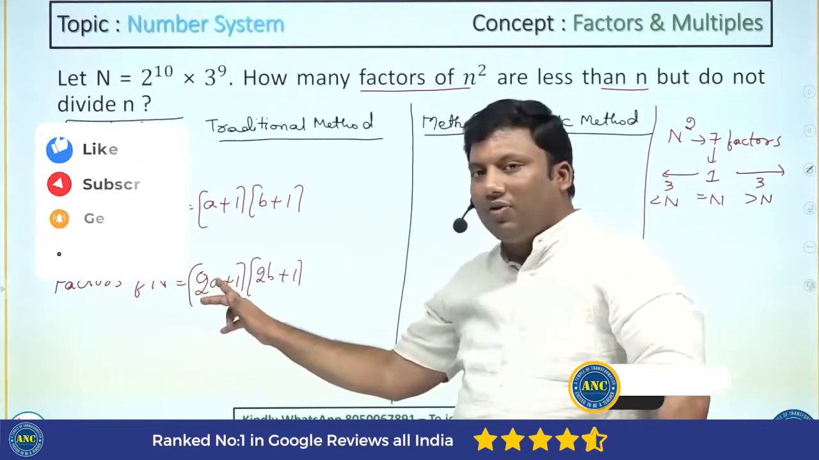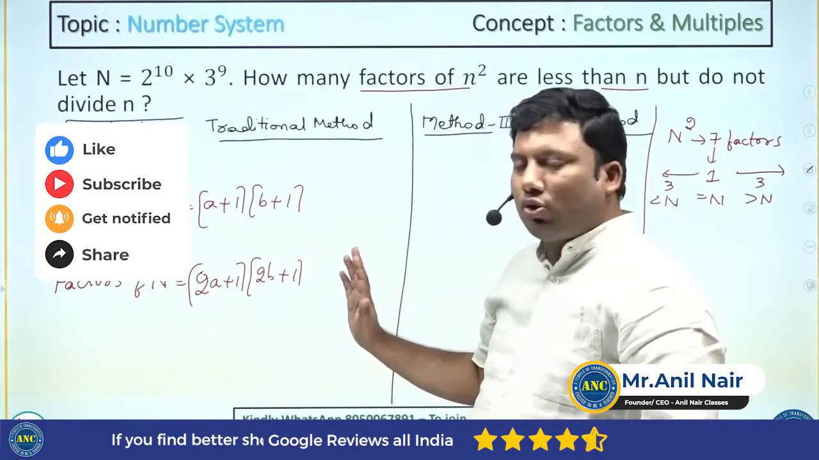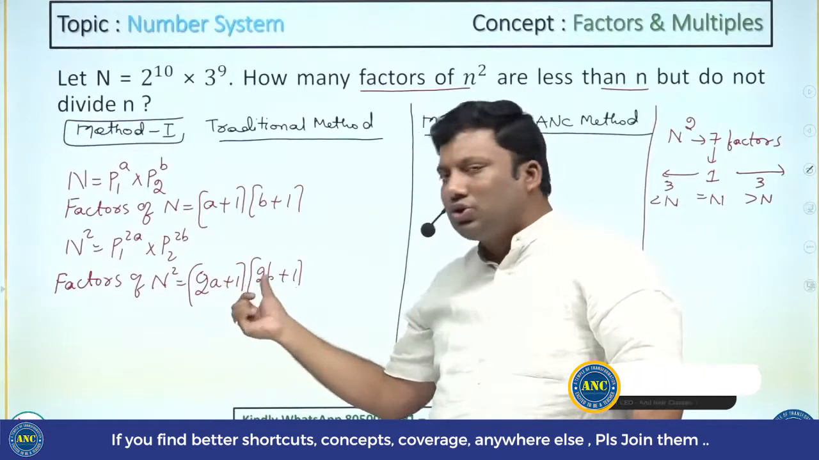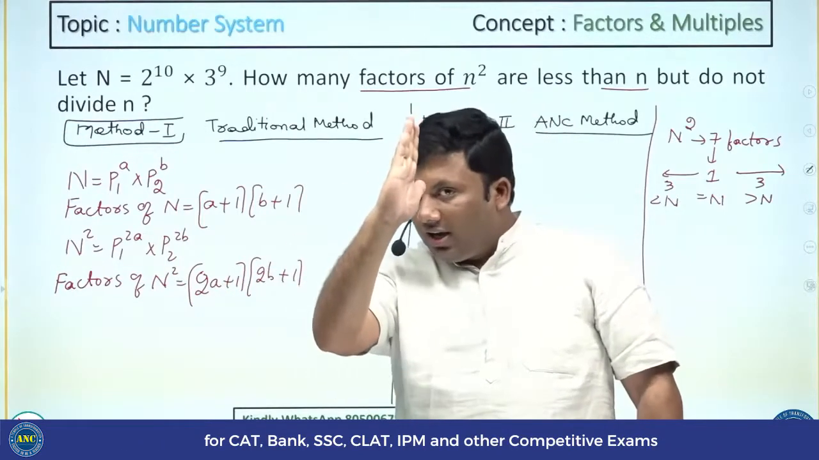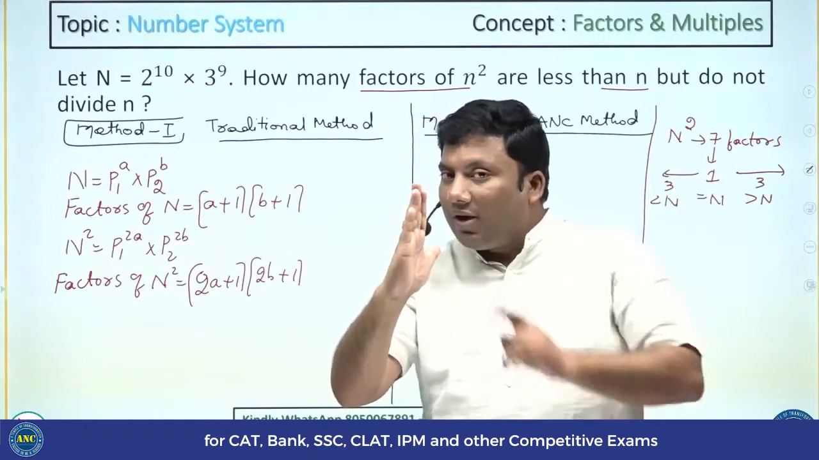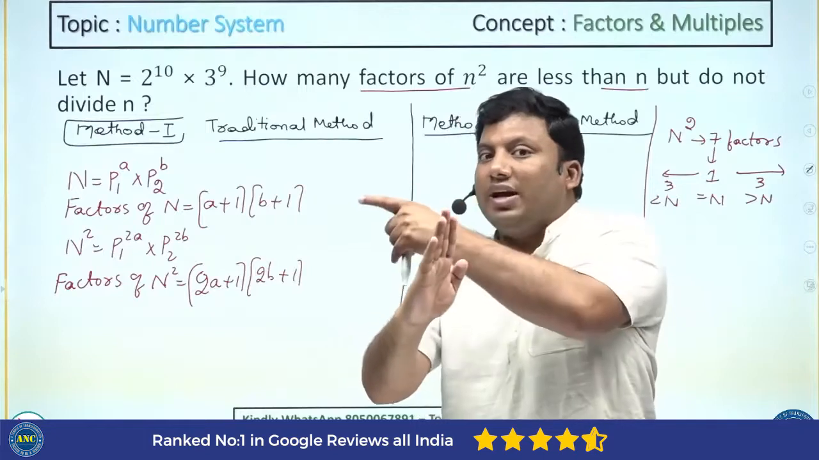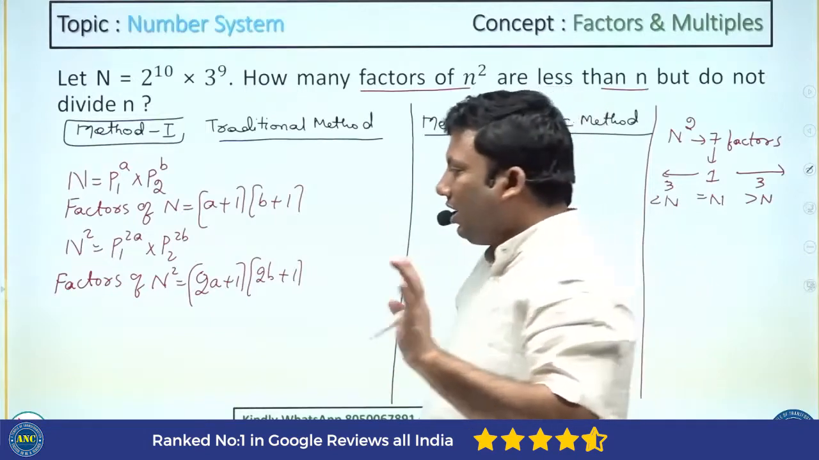Factors of n square will be 2a plus 1 into 2b plus 1. Put a value 1, b value 1: 3 into 3, 9. In that 9, one case will be equivalent to n, 4 cases will be less than n, 4 cases will be greater than n. Are you all with me?